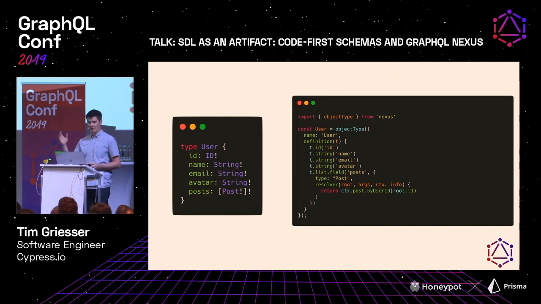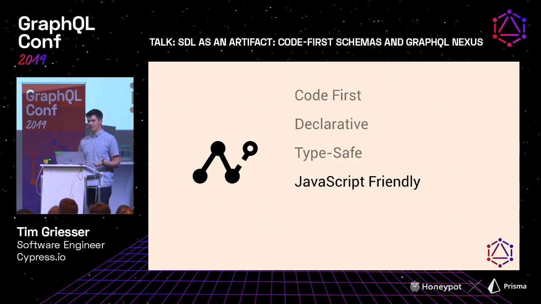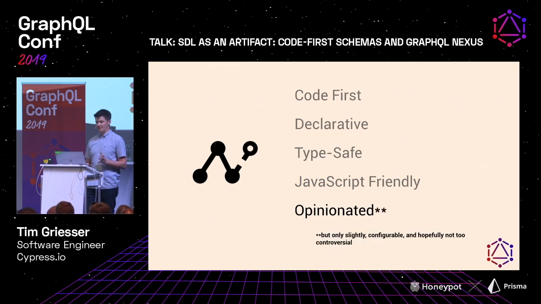You can see here that we have the name of the type and then the different fields, with considerably fewer imports. The resolver is declared right next to the type, and it's easy to read and understand what's going on here after you get familiar with the syntax. So it's not too much to learn. Type safety is the biggest thing that GraphQL Nexus tries to do, but it also aims to be JavaScript friendly, and these two are sometimes at odds. I'll go into a little more detail on how this works. It's also slightly opinionated, but not too much, hopefully, and it's configurable, so hopefully it's not too controversial.